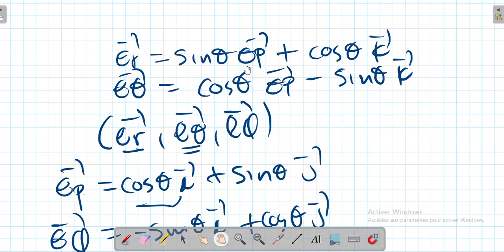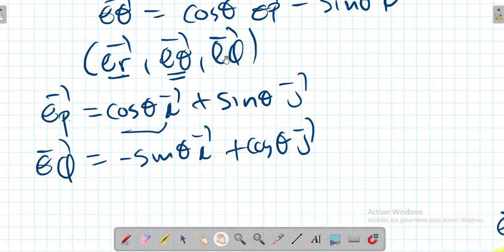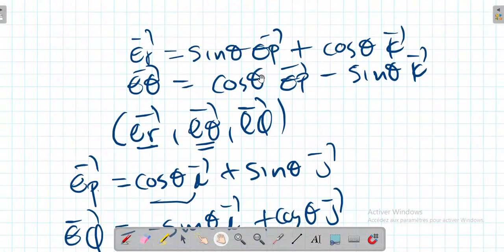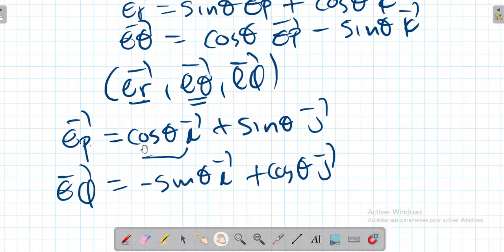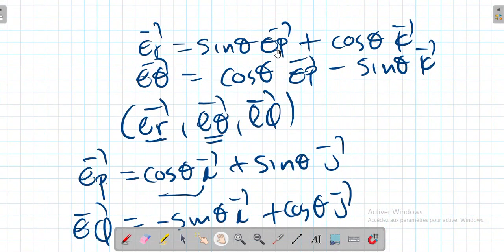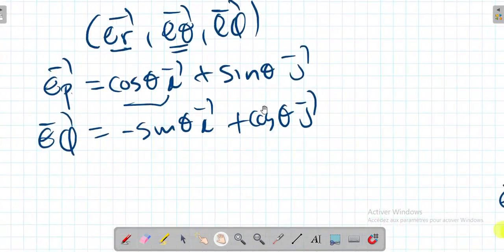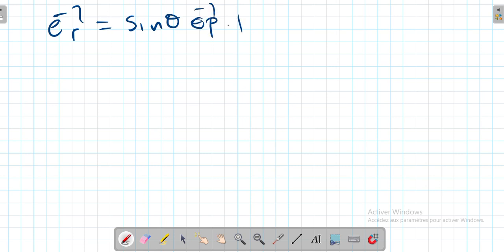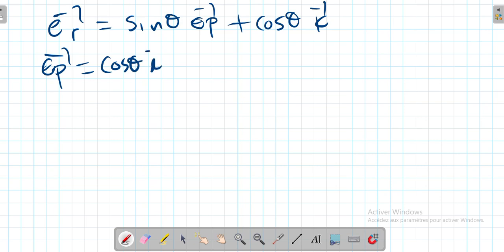Therefore, for you to find ER, you just have to know the expression of E rho, which is here, and when you replace it into this one, you're going to have your ER in Cartesian coordinate system. Let me replace and show you what I'm talking about. So we found our ER to be equal to sine theta E rho plus cos theta k. K is already in the base Cartesian, so E rho. Now what is our E rho? E rho is equal to cos theta E plus sine theta G.